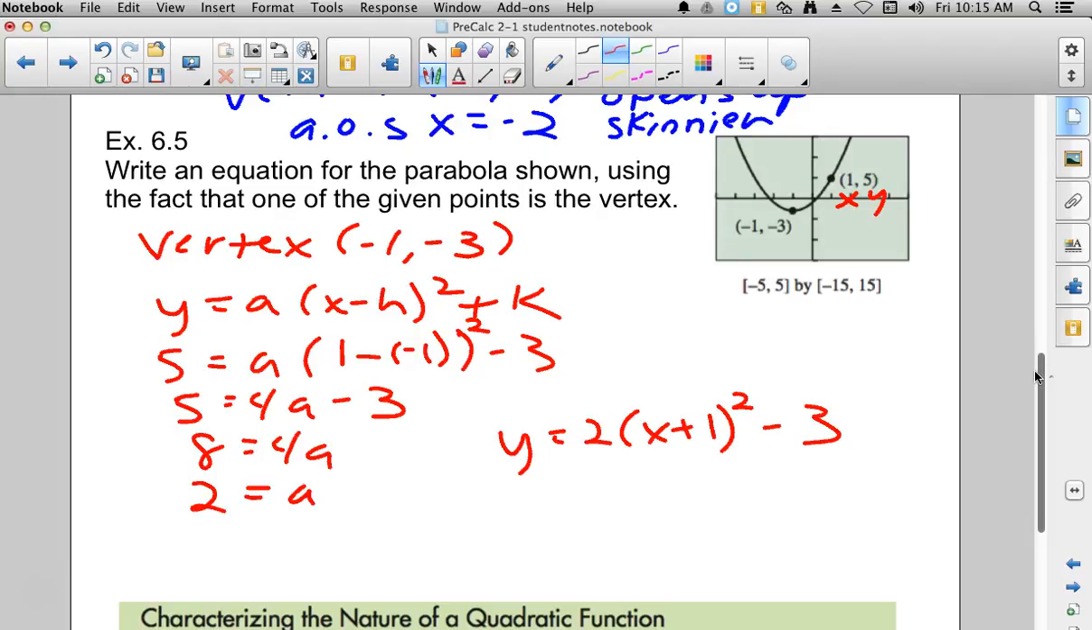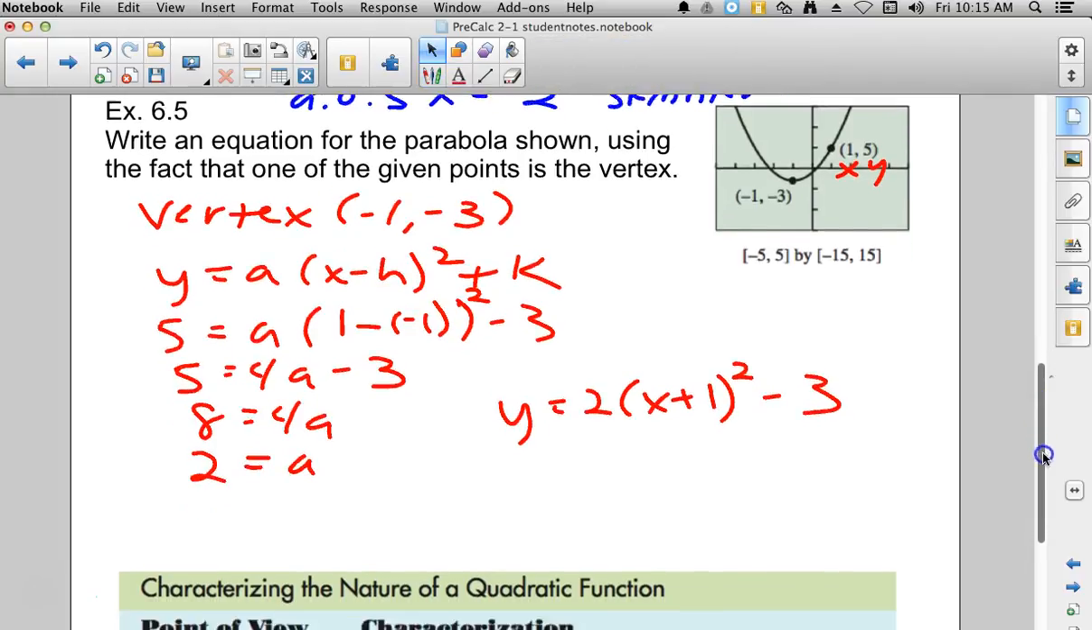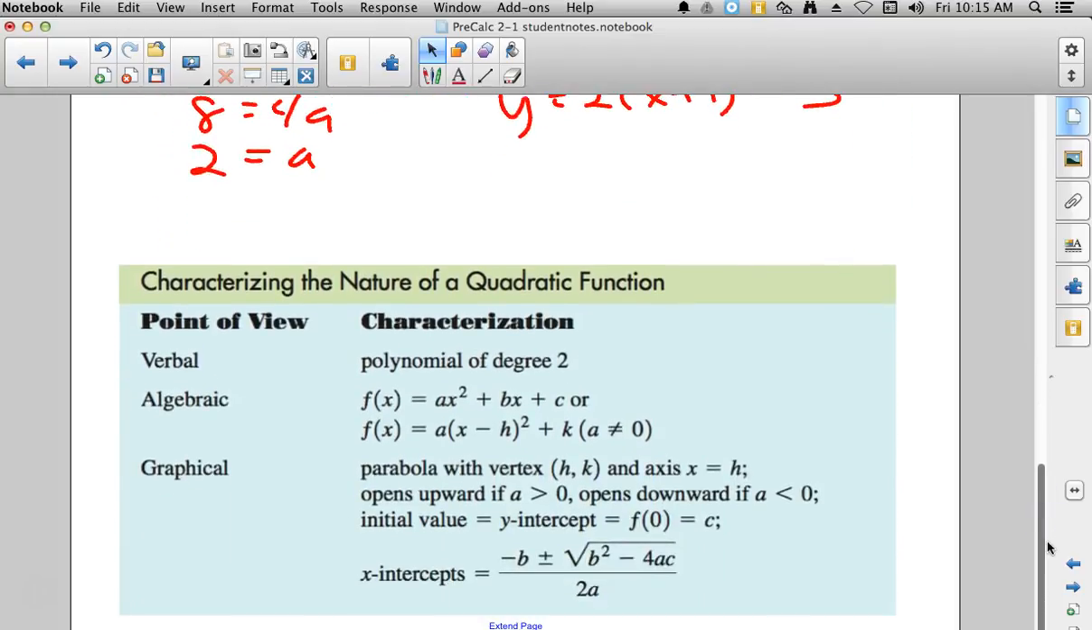So, characterizing the nature of a quadratic function. What on earth are they talking about? We could see these in a lot of different forms. In the verbal form, they're going to talk about how we have a polynomial of degree 2, or we're going to figure out that we need a polynomial of degree 2 to represent whatever it is that we have for our word problem. Algebraic, we've got our standard form or our vertex form. Vertex form is often more helpful because maximizing or minimizing takes place at the vertex. So we really like that one. That's the reason we do the completing the square.